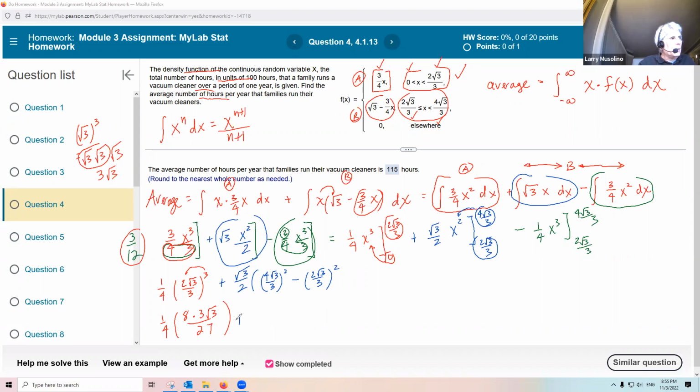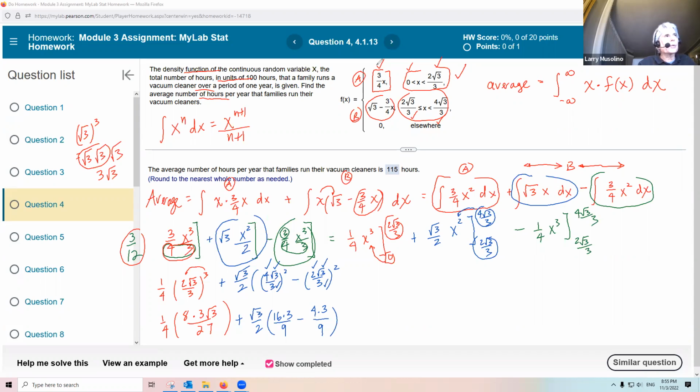All right, let me come down here and clean this up a little bit. Let's see here. 4 squared is 16. The square root of 3 squared is a 3. And the bottom, 3 squared, is a 9. All right, let me come over here. A 2 squared is a 4. Square root of 3 squared is a 3. And on the bottom, 3 squared is a 9. All right, I'll come back and clean that up.